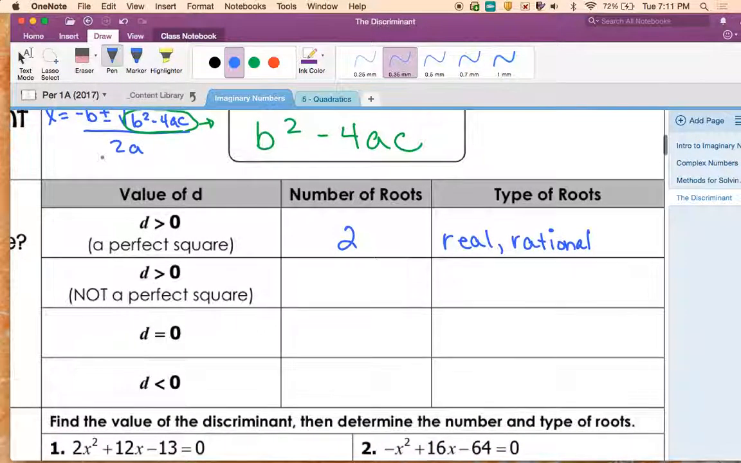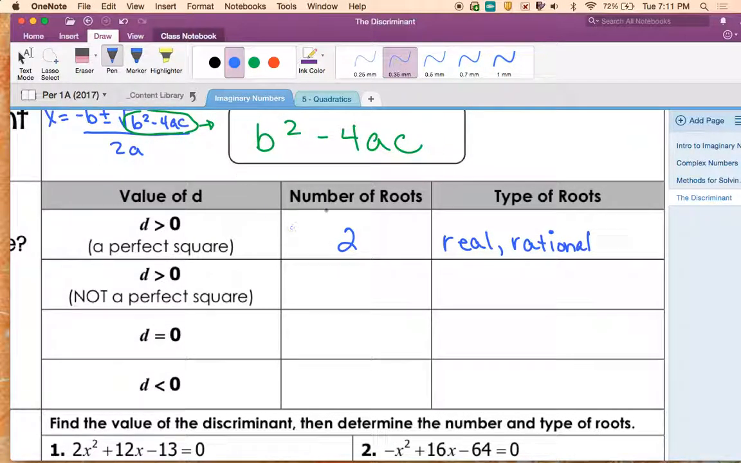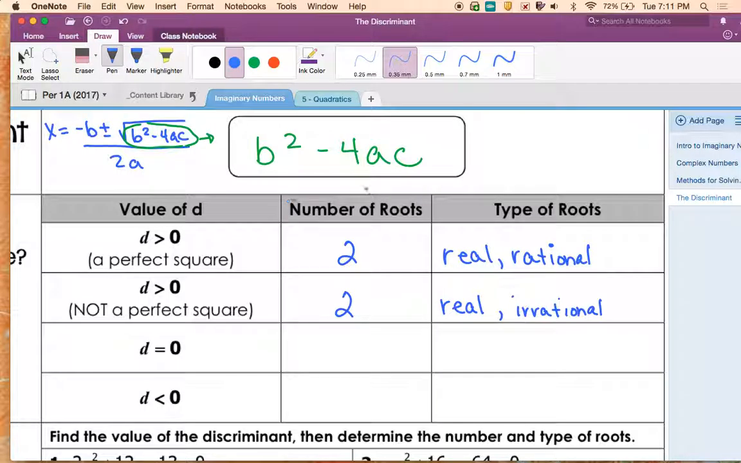Okay, so the next one, if the discriminant is greater than 0, but it's not a perfect square, I'll still have 2 roots. They will be real numbers, but they're going to be irrational. Irrational means that it wasn't a perfect square, so I'm going to have some weird answer like 2 root 3 or something like this that we've been working with. Some type of radical that didn't simplify all the way. Okay, that's your irrational number.